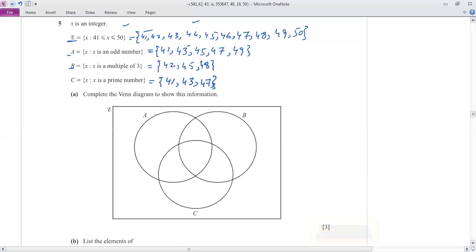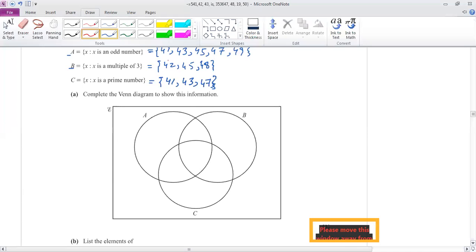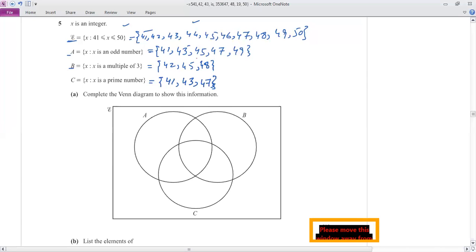Okay. Then go for A intersection B, the elements which are common in A and B. Is there any element common? Yes, 45 is common in A and B. So you will write it in this common region, but make sure not to write it here, because if you write here, it will be for all 3. So 45 is in both of these. Any common element in A and C? If you compare A and C, 41 is common in them and 43 is common in them. It means you can write 41 and 43.